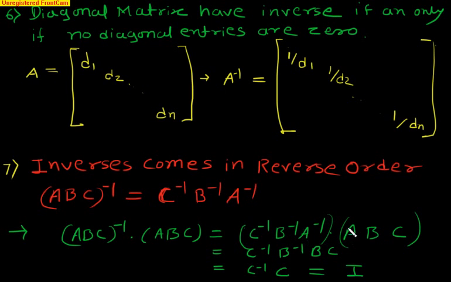If you look here, A inverse into A will be I. That's why C inverse B inverse BC. Then B inverse into B is going to be I. That's why the third is C inverse C. And finally C inverse C is equal to I. That's why this is true. Okay, from this proof.